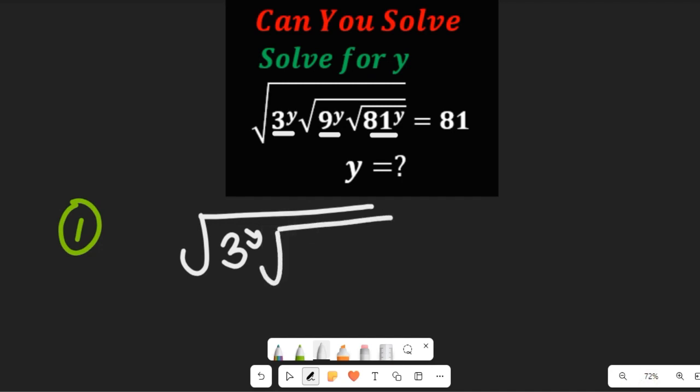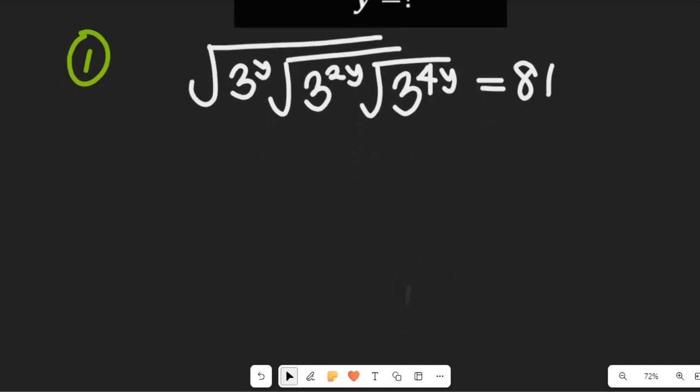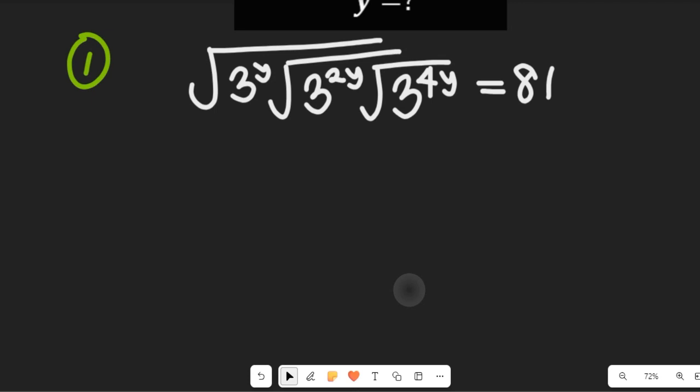all followed by the square root of 3^(2y), all followed by the square root of 3^(4y), and this will be equal to 81. Great. Now, 81 can still be 3 to the power of 4. Now, we can expand that too.